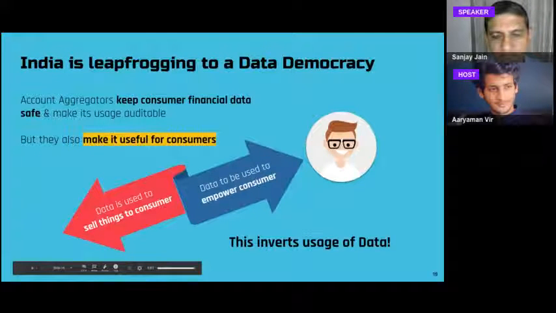So this brings us to where we are much ahead of where the rest of the world is in terms of access to your own data. There are very few places in the world where people have complete access to their financial data, and India is pretty much getting to be a leader in that space. And so this is really where we would like to see this happen.